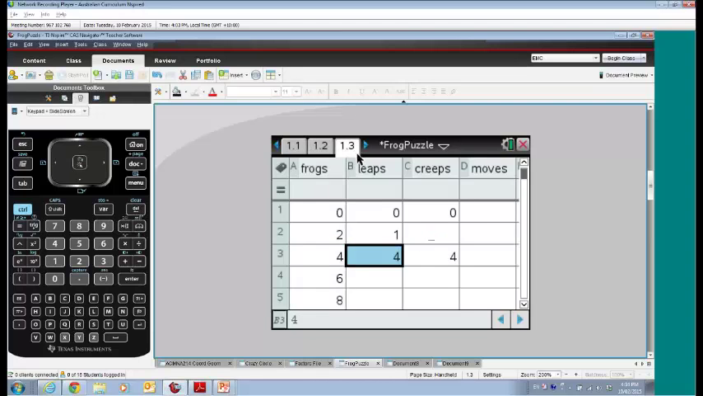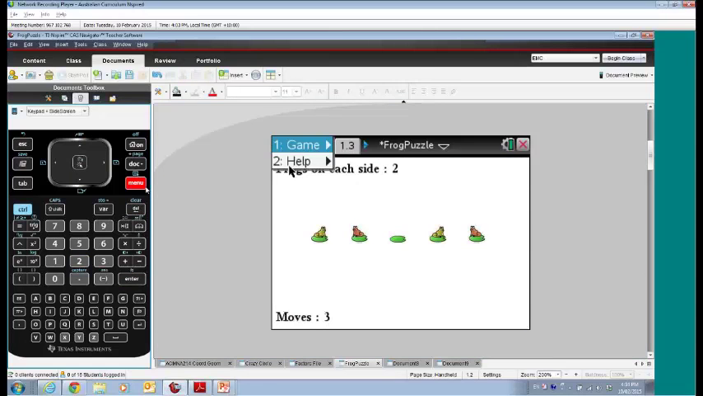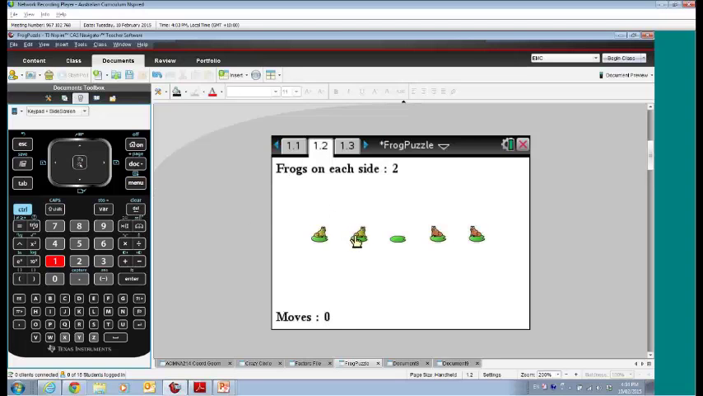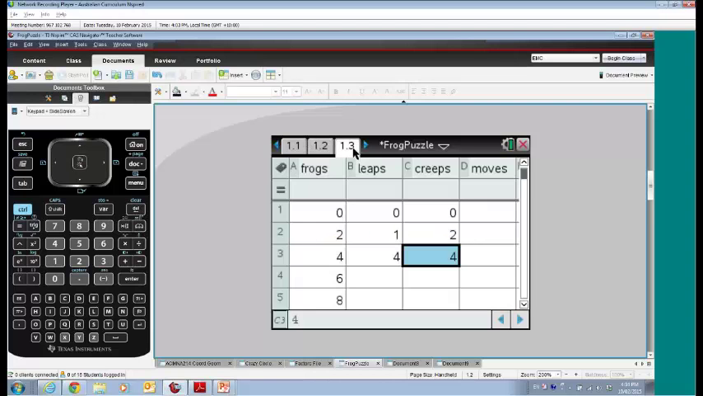So if we went back into here, we can say we had, was it 2 or 3? I think that was only 2. I'll fix that. Let's just double check that. We'll go back, reset our game. I'm just looking at these middle 2 frogs. So that's 1 creep. There's 2 creeps and 1 leap. So we've now populated the spreadsheet with the first 3 goes.